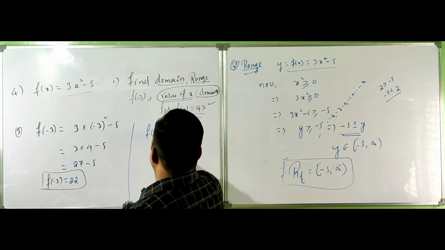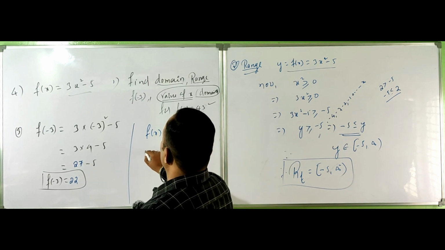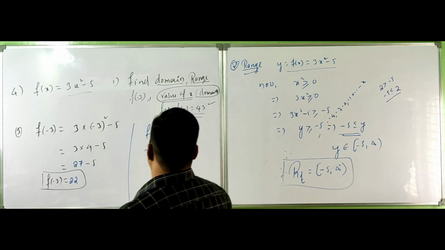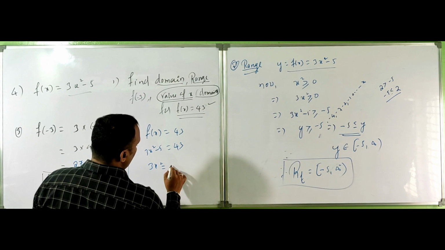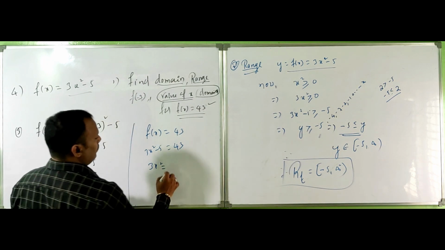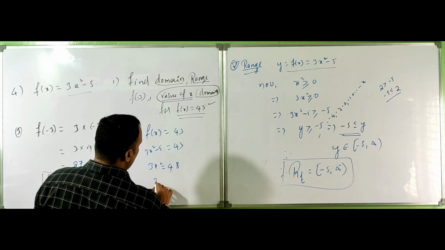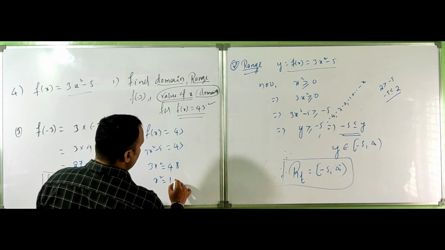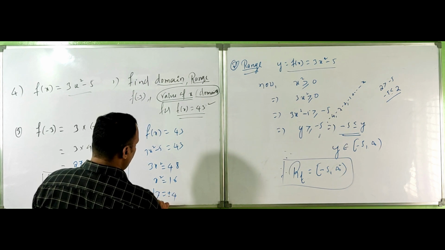Okay? f of x is equal to 43 means 3x square minus 5 is equal to 43. Okay? 3x square is equal to 43 plus 5, 48. So x square is equal to 48 by 3, which is 16, right? x is equal to plus or minus 4.